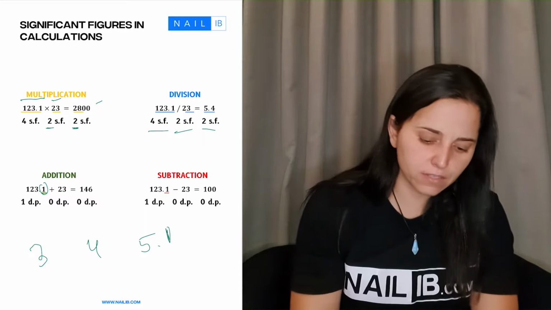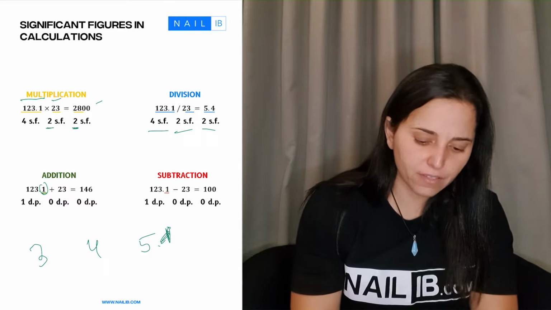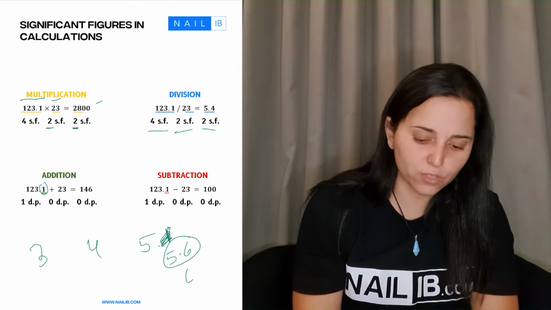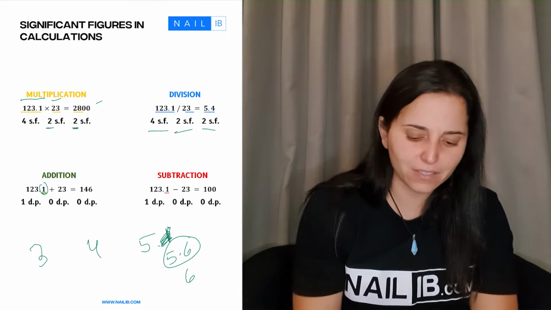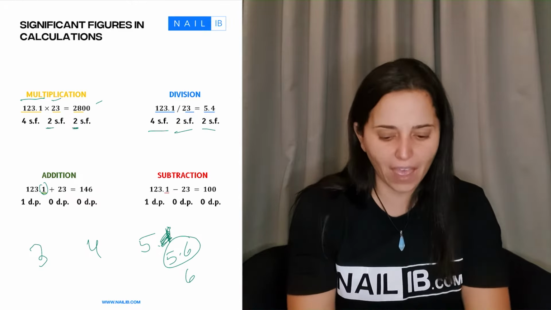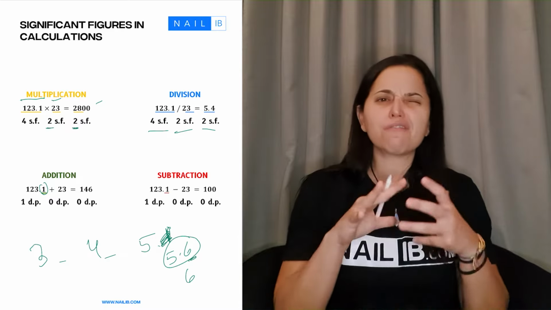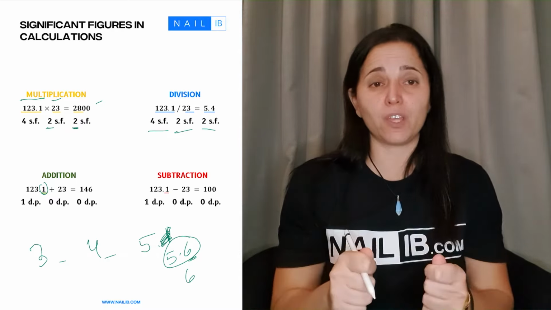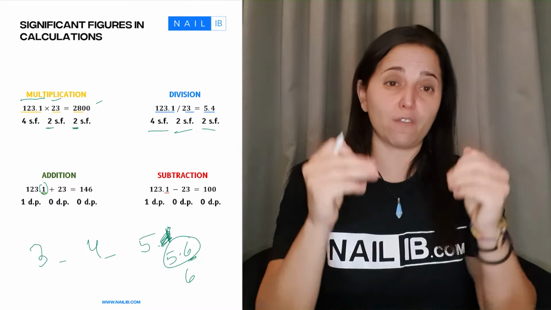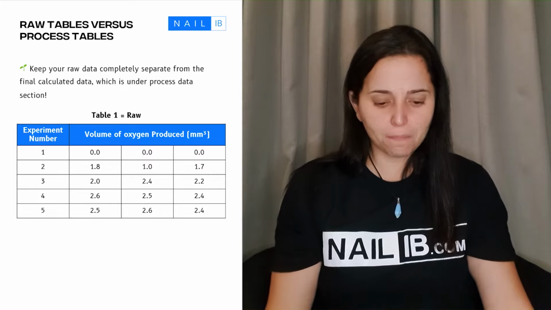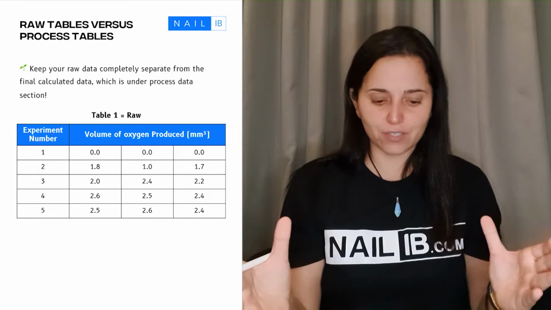Then my advice is anything that is below 5, it stays 5. If this was 5.6, then you round up this to 6. But I barely see this because it's impossible that in an entire lab you're going to have just one that has a decimal and everything else will be round. It's very, very rare. So make sure you're looking for that decimal number and to see the significant numbers whenever you're doing your chart. Next, let's talk about raw tables versus the process table.